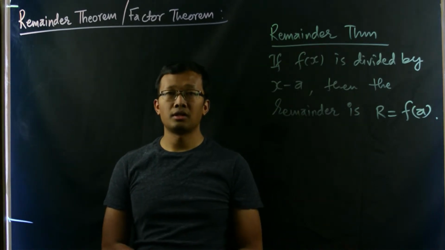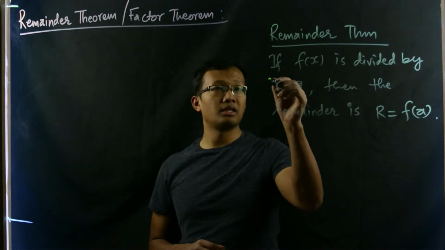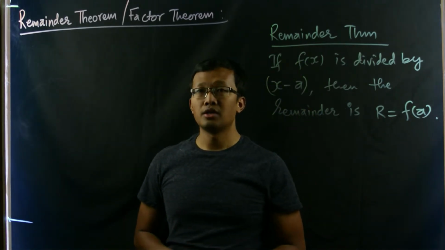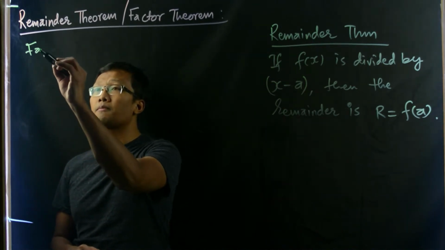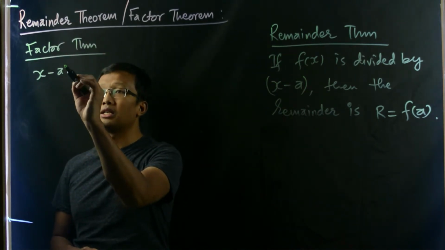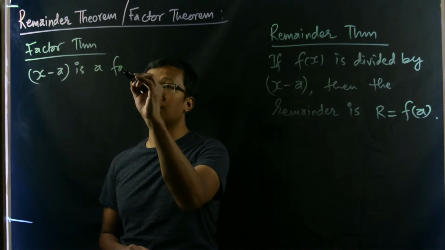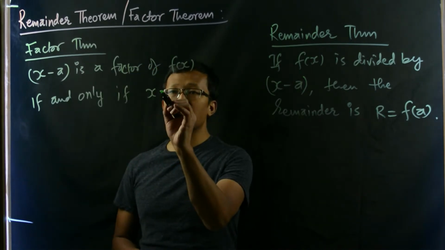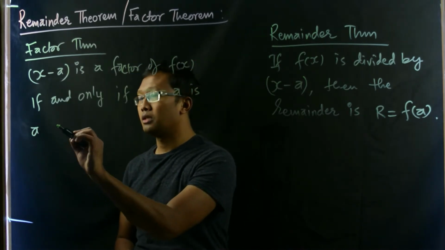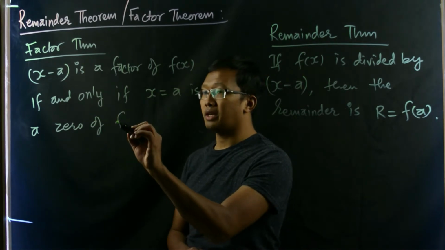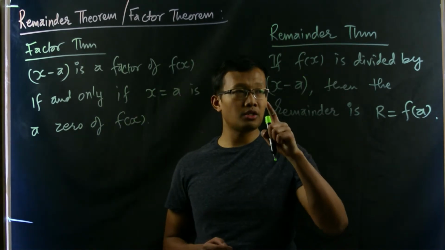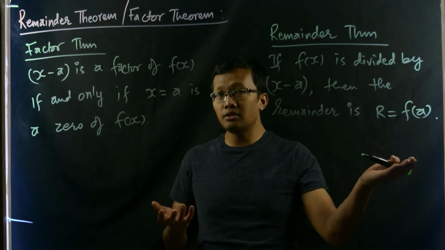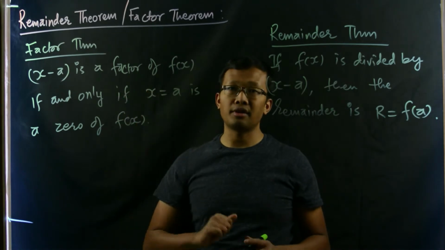Factor theorem means x minus a divides f of x exactly if the remainder is 0, right? So the factor theorem is: x minus a is a factor of f of x if and only if x equals a is a zero of f of x. You can just plug in x equals a in the polynomial, and if the remainder is 0, then x minus a is a factor of f of x.